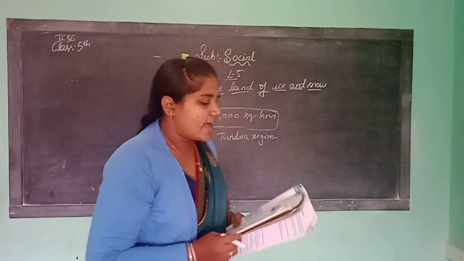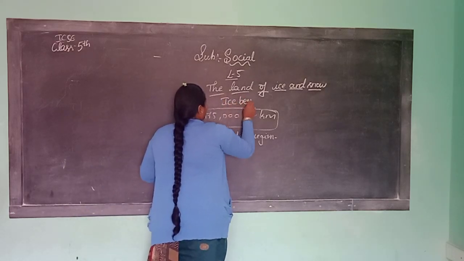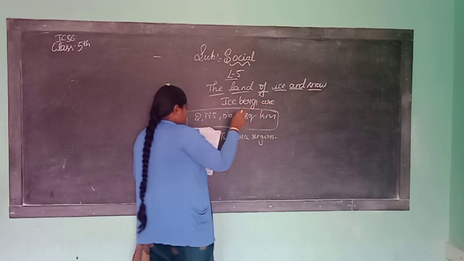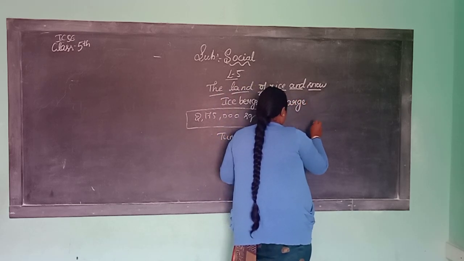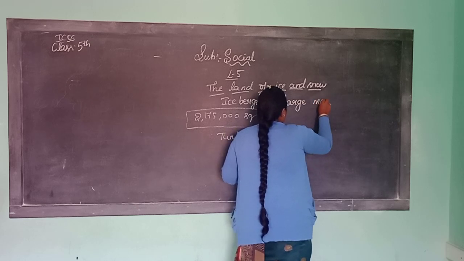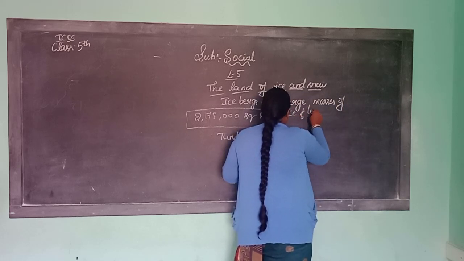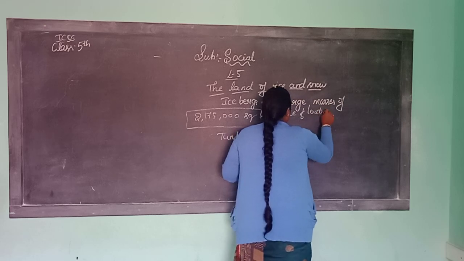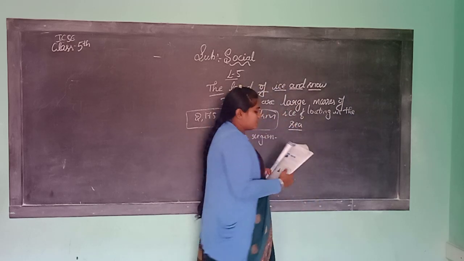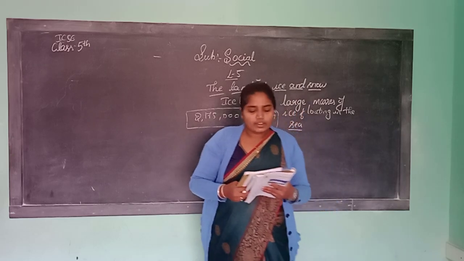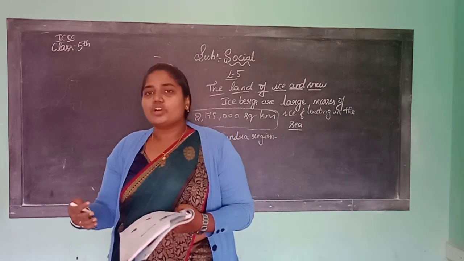So what are icebergs? Icebergs are large masses of ice floating in the sea. That is called an iceberg. It is very long, many kilometers long, and weighs up to tons.